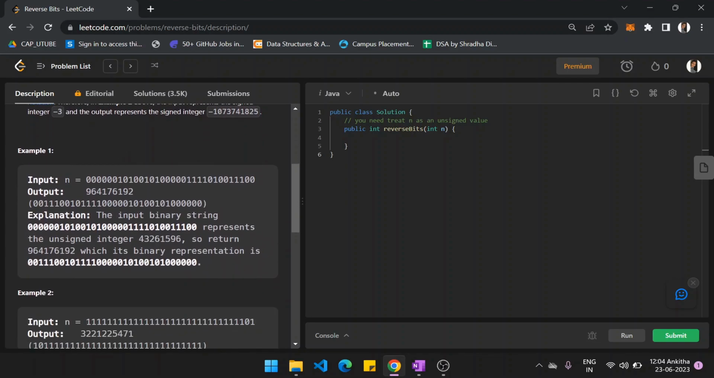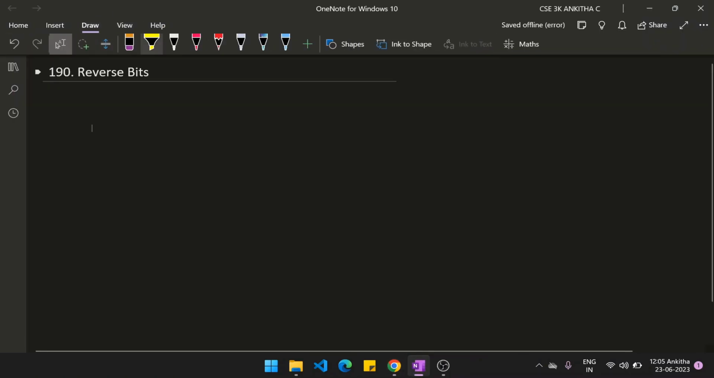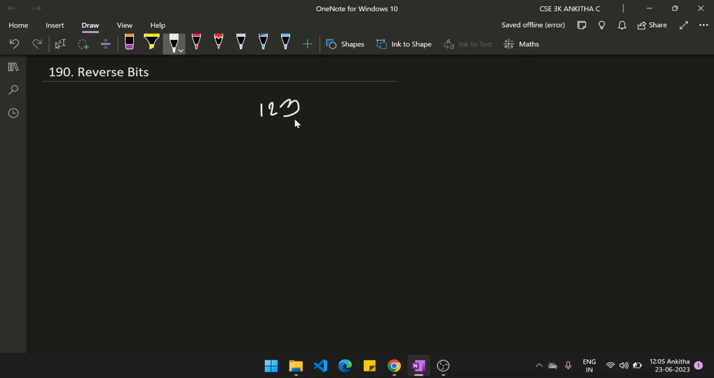So basically, if they give you a binary bit string like this, of 32-bit length, you provide the reverse of it. If you see here, 00111 has been reversed. So if it is a normal number, how do we reverse a number? Let's say 123. How do we reverse it?